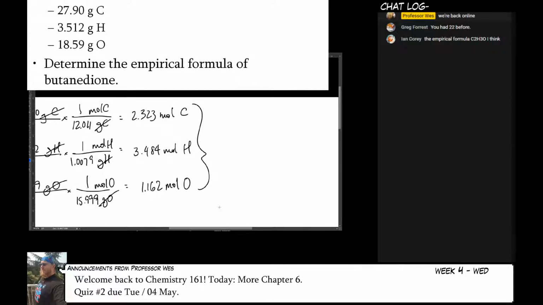We're going to make the pseudo formula, which is C2.323, H3.484, O1.162. I'm going to divide by the smallest number.